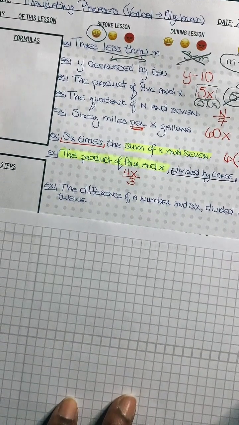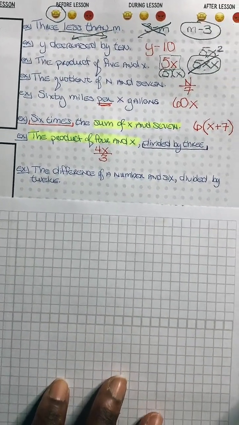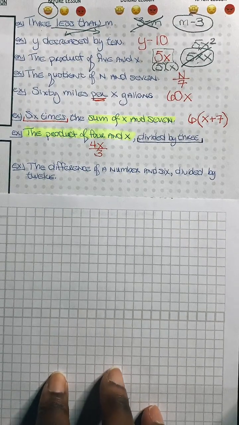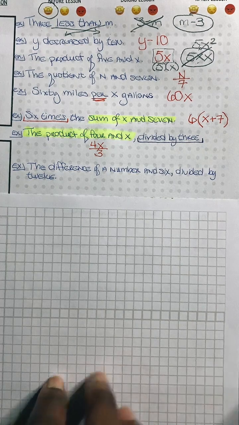All right, so here we are. Let me see if I can get back into focus. Okay, the difference of a number and 6 divided by 12. The difference of a number and 6 divided by 12. All right, awesome.